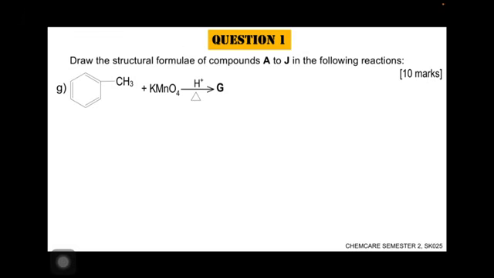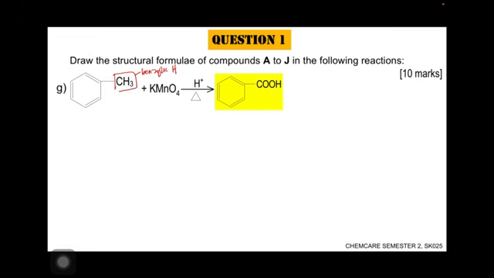Question G. Again, toluene undergoes oxidation with KMnO4, H plus, and heat. For oxidation, the side chain of benzene, or the alkyl benzene, can only undergo oxidation when you have a benzylic hydrogen. So you have one carbon that is directly attached to benzene, and at that carbon you have a hydrogen. We call that a benzylic hydrogen. When you have the benzylic hydrogen, it can undergo oxidation.